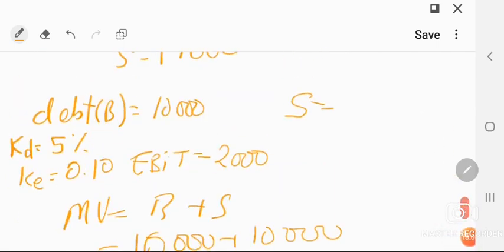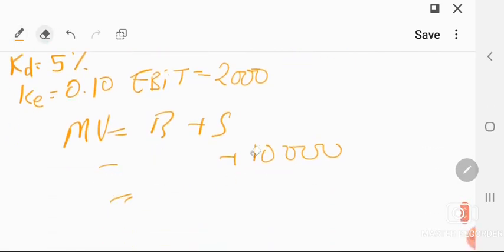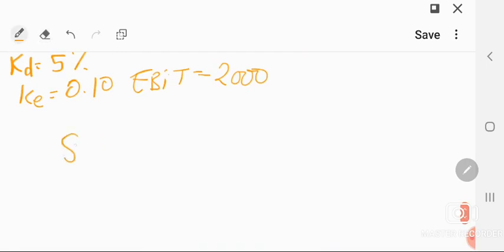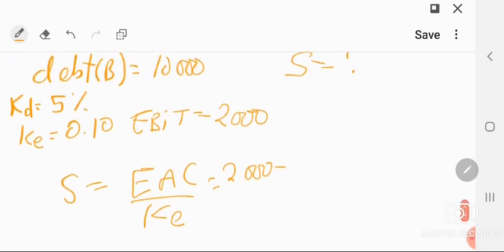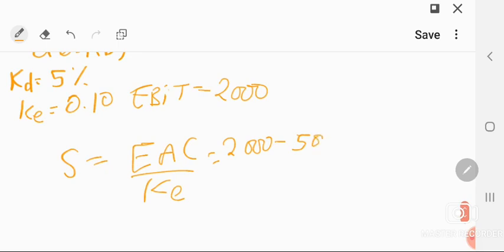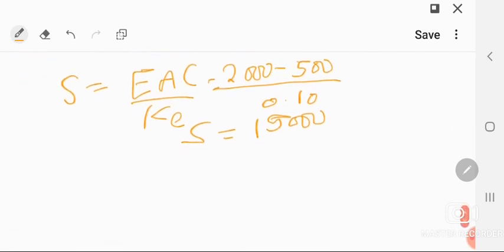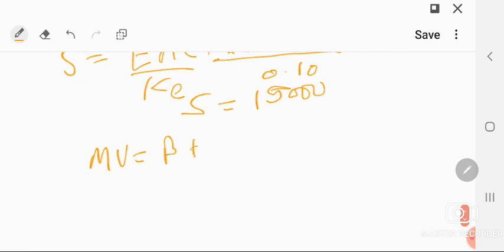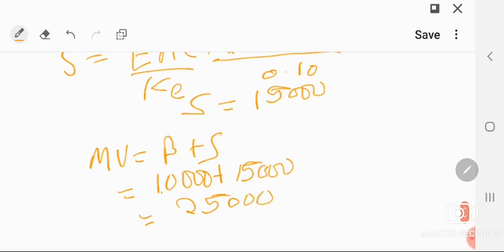Let us solve for S first. Then we'll recalculate every other thing. This is the formula where we change the subject, and then we substitute. We know EAIC is EBIT minus interest. Interest is the 5% multiplied by the value of debt, which is 10,000. So that's 500 over the cost of equity, which remains constant at 10%, giving you 15,000 kwacha as the value of S. Having gotten S, we can find MV as B plus S, which is 10,000 plus 15,000, so 25,000 is the market value of the firm.